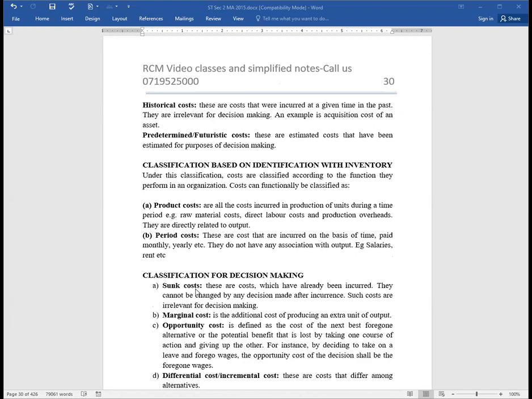that have already been incurred. In the future, they are not relevant to us. And then B, we have marginal cost, which is the additional cost of producing an extra unit of output. Marginal cost, the incremental cost of producing an extra unit.